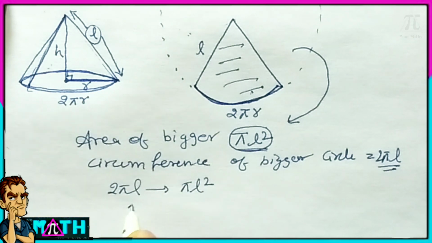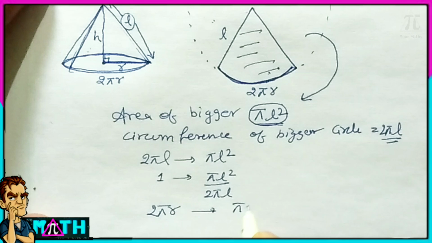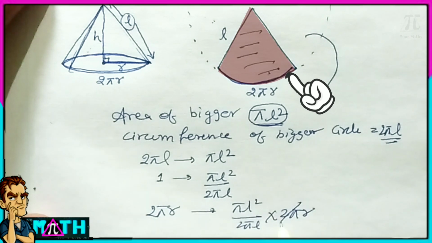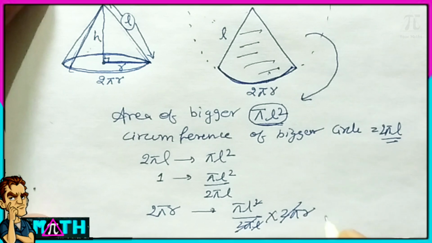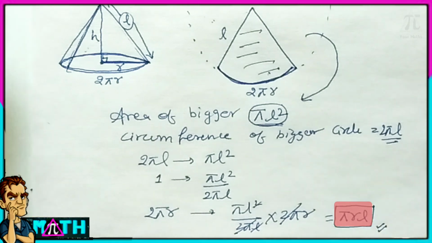So in 1 unit of length we get the area of a very small sector of the circle, which is pi L square over 2 pi L. So in the length of 2 pi r we get the area of this sector, which is pi L square over 2 pi L into 2 pi r. 2 pi cancels out, L cancels out, we get pi r L, which is the area of this sector, and this will be the curved surface area of the cone.